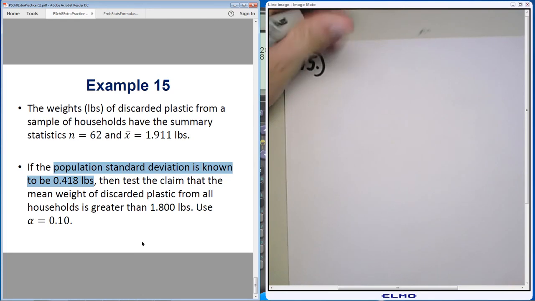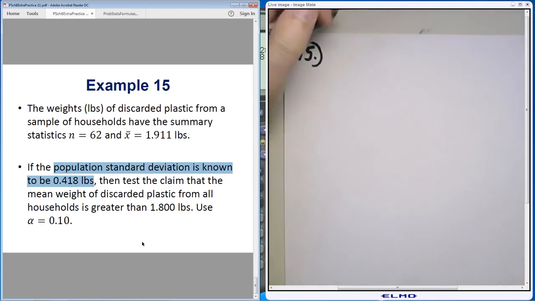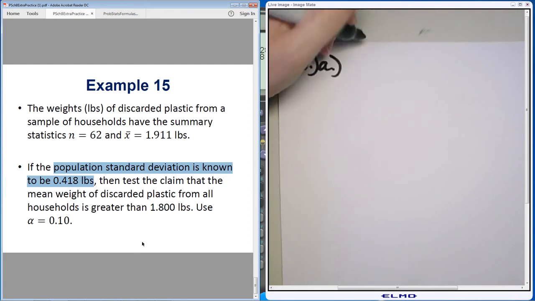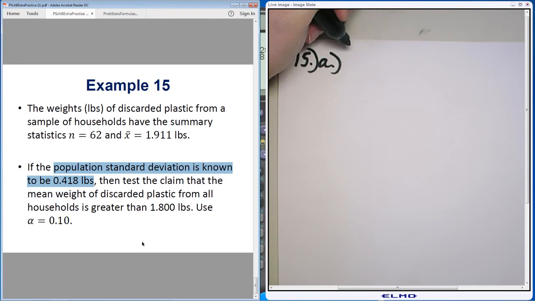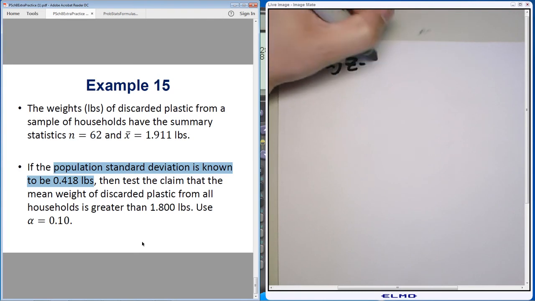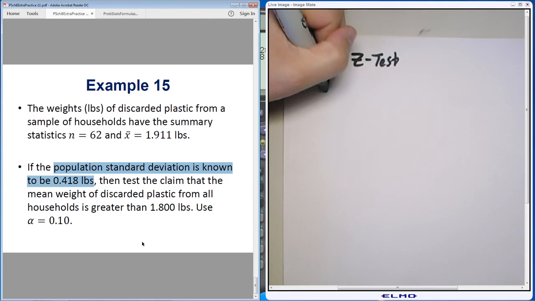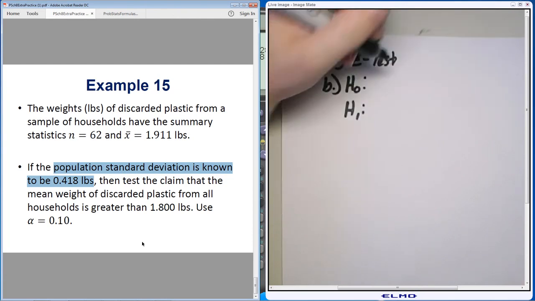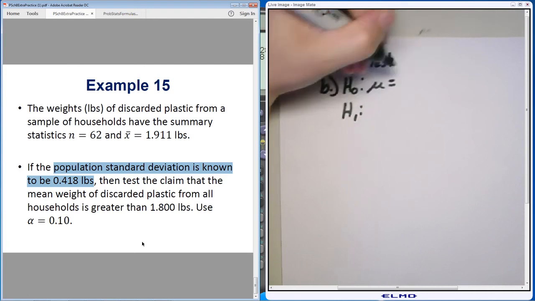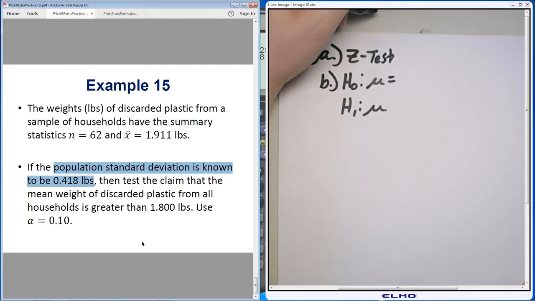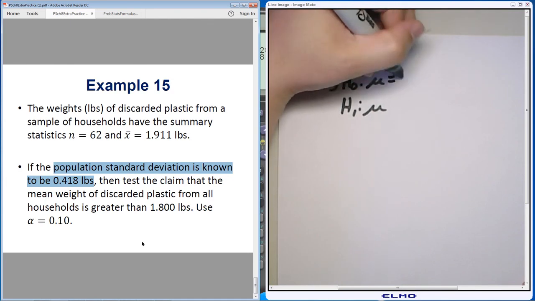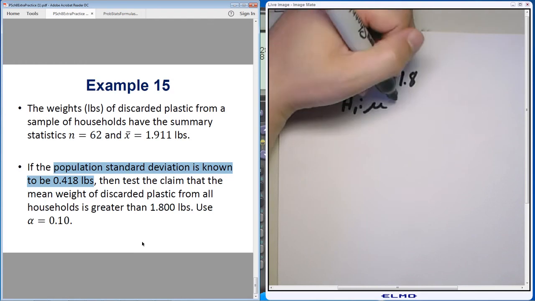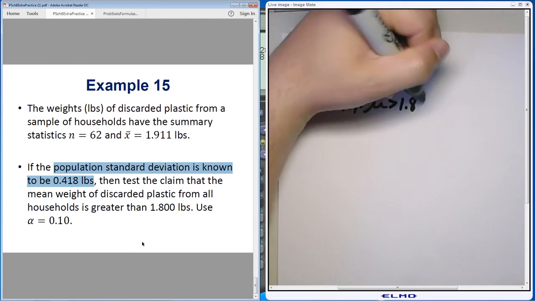This is for a mean, because it mentions the word mean under the second bullet point. And also the sentence I highlighted mentions the population standard deviation. So this is a Z test. The number in question is 1.8. Greater than is mentioned, and that's the claim.